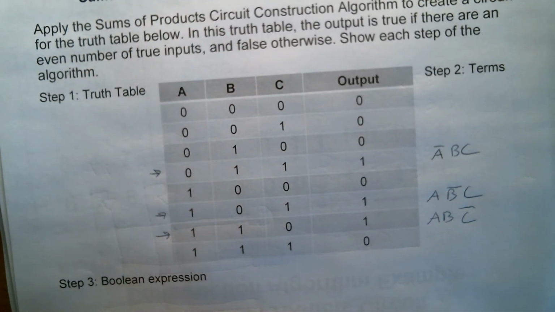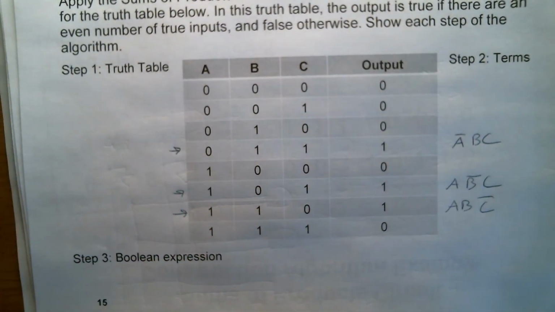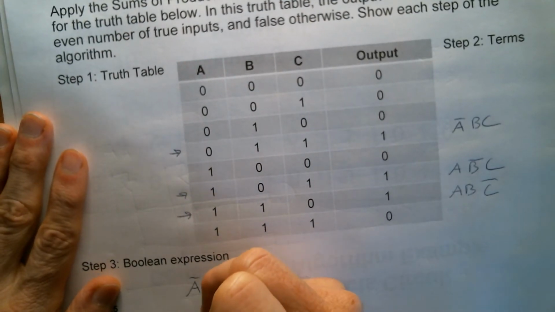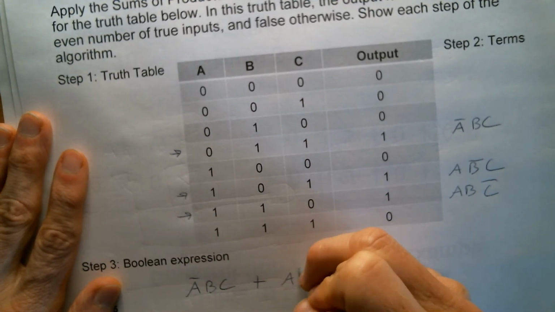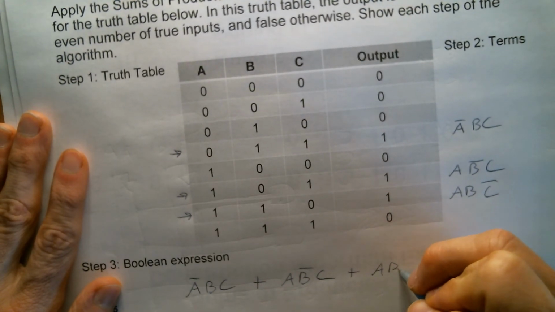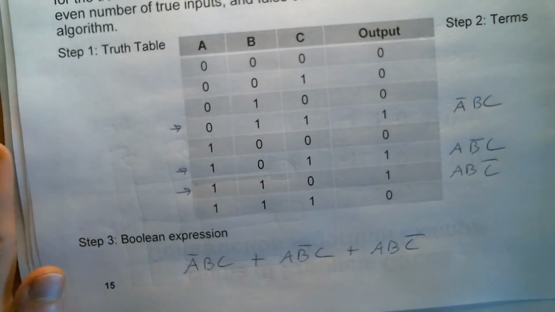Now, the next step is the easy step. It's just taking these terms and adding them, technically ORing them together. So I've got not A, B, C, plus A, not B, C, plus A, B, not C. All right, that would be my Boolean expression.